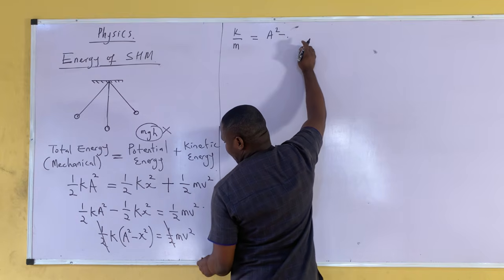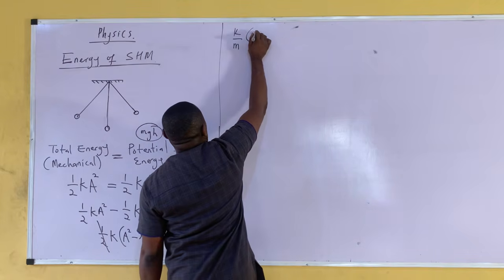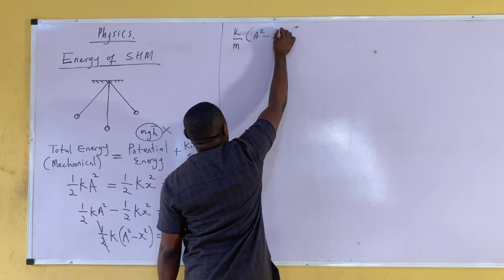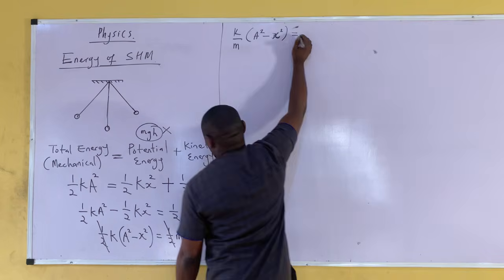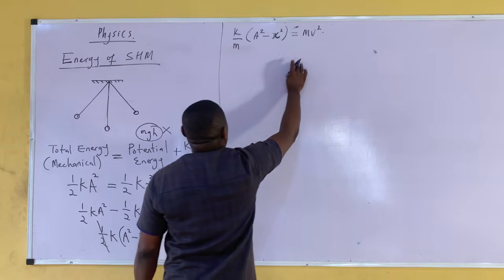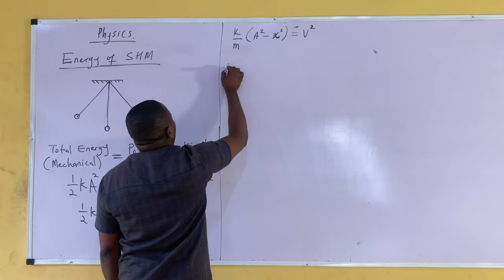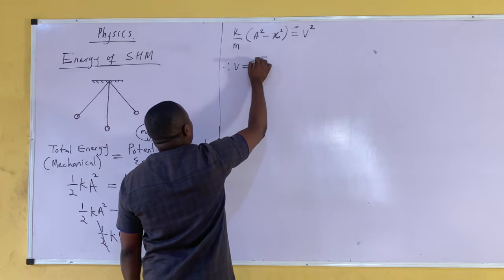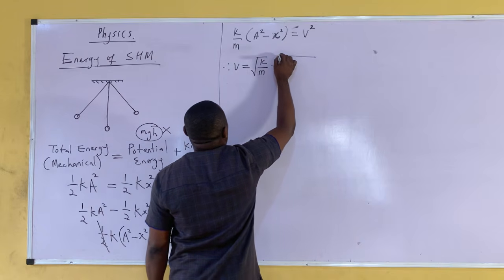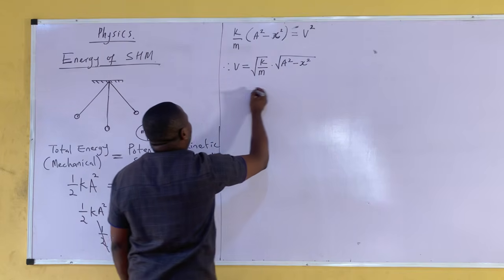k over m, bracket, a square minus s square, is equal to what? It is equal to v square. Therefore, v will now be equal to square root of k over m dot square root of a square minus s square. Now, what is this?